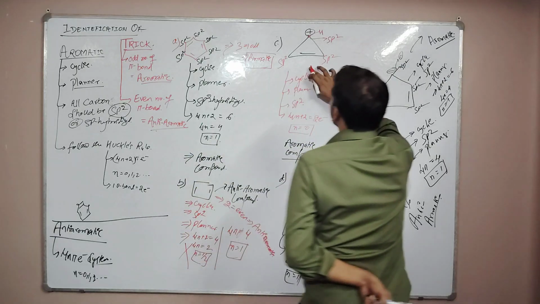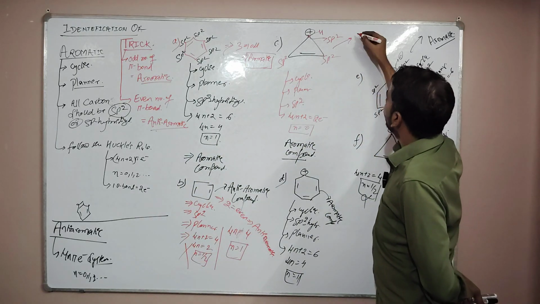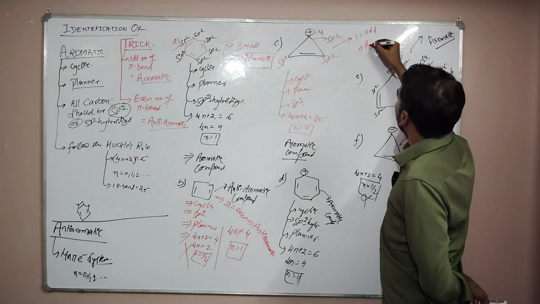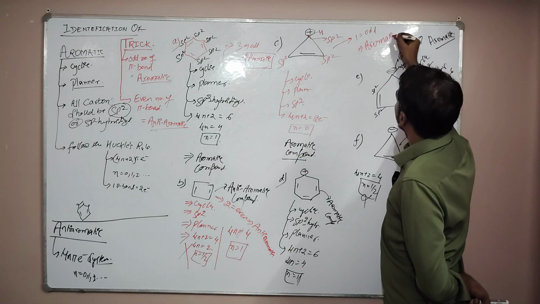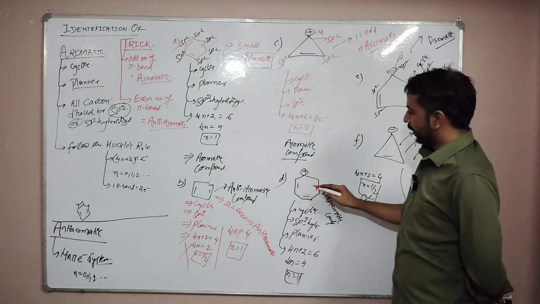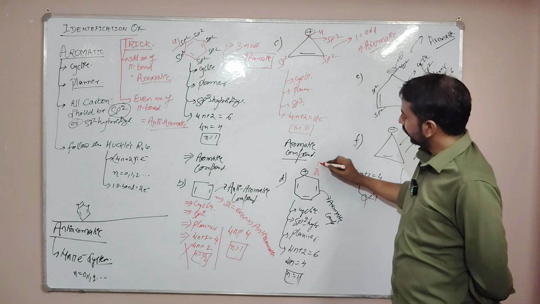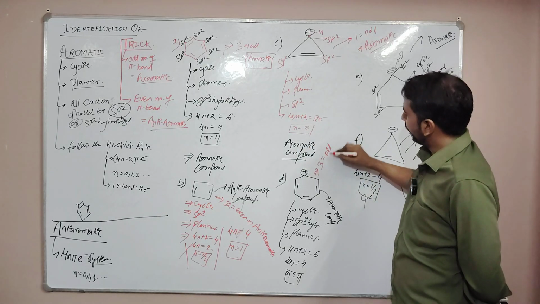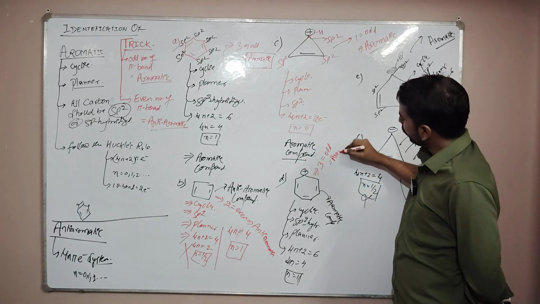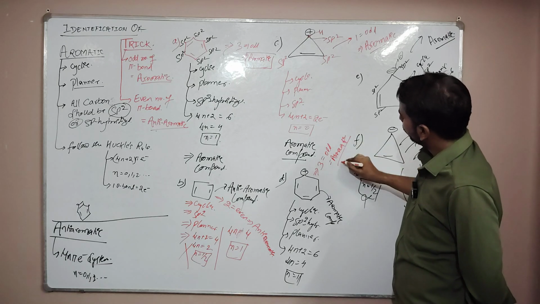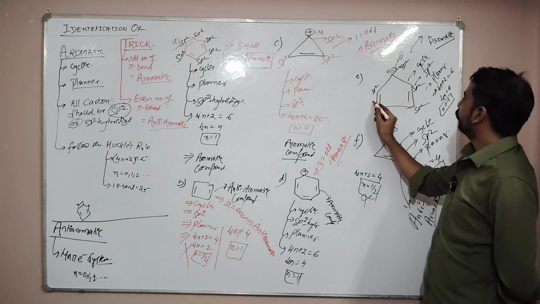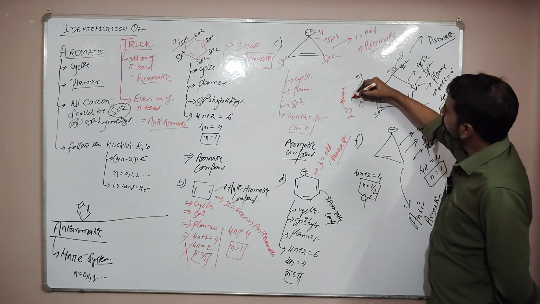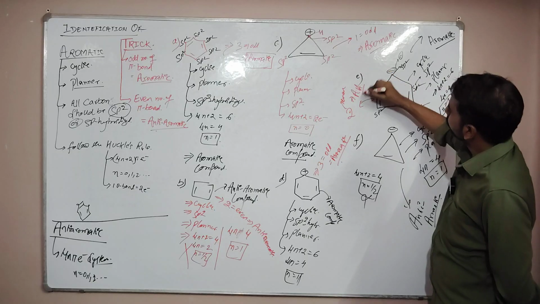Now here, tell me the number of pi bonds. One. One means odd. Odd means it is aromatic. So you can cross-check all the answers. Here, 1, 2, 3. Three pi bonds means odd, so it is also an aromatic compound. Now here, check 1, 2. Two means even. Even means anti-aromatic.